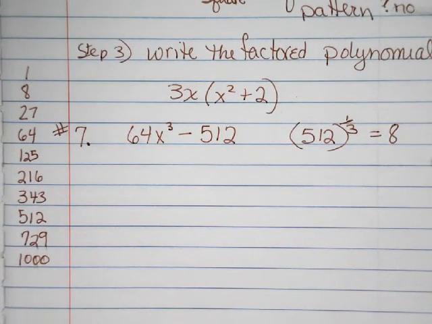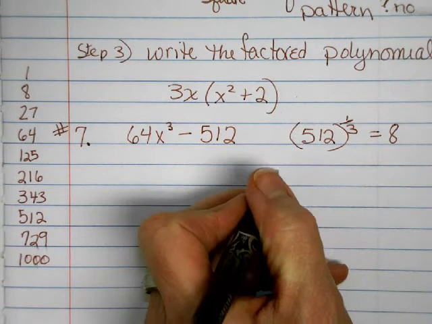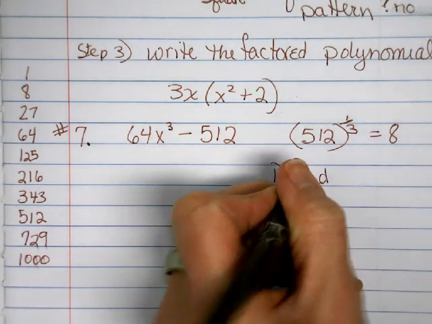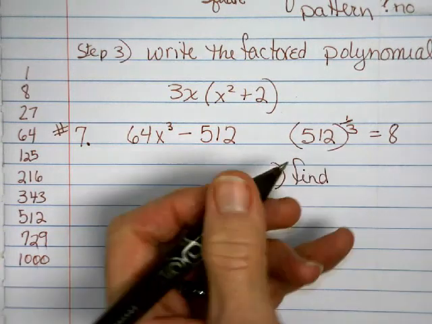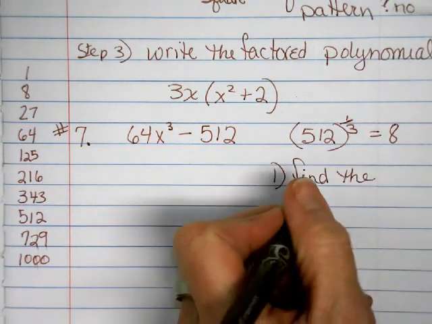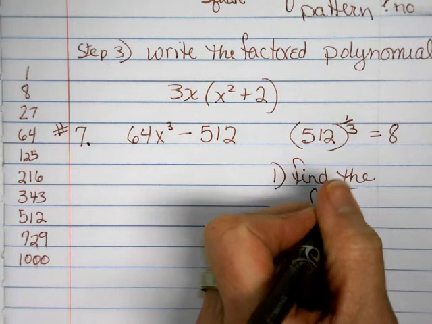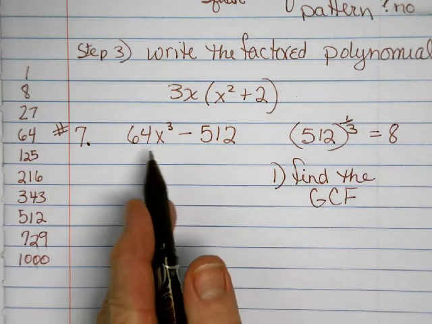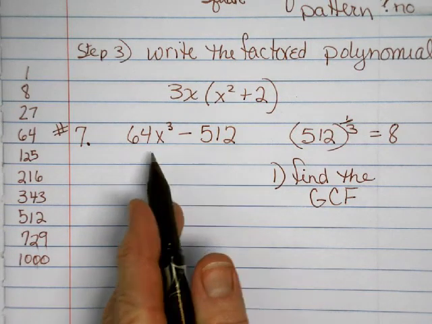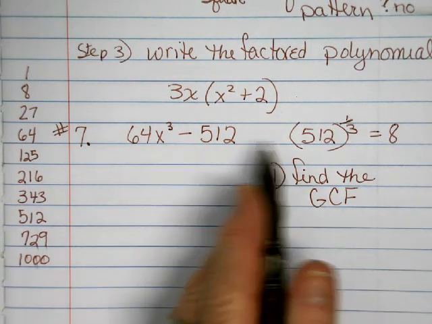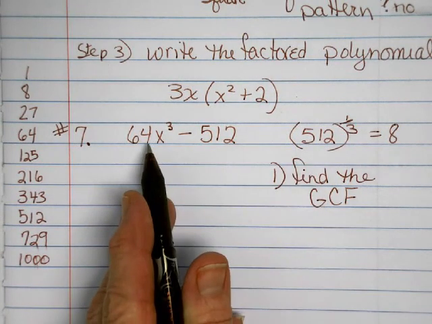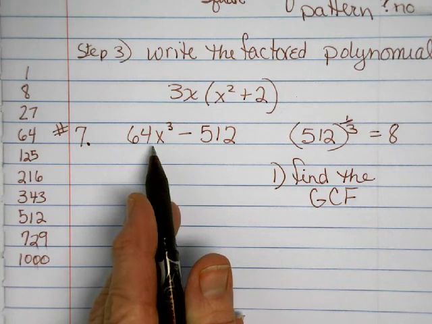But first, step number 1, 100% always look for a GCF. I could say look, or I could say find. If there's not one there, that's okay, but I always look for a GCF. So when I have a leading coefficient, they're both even. This guy is 8 cubed. 64 is 8 squared.